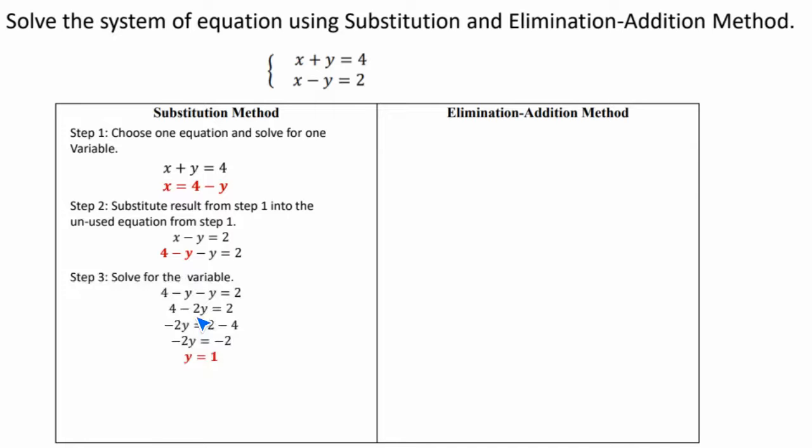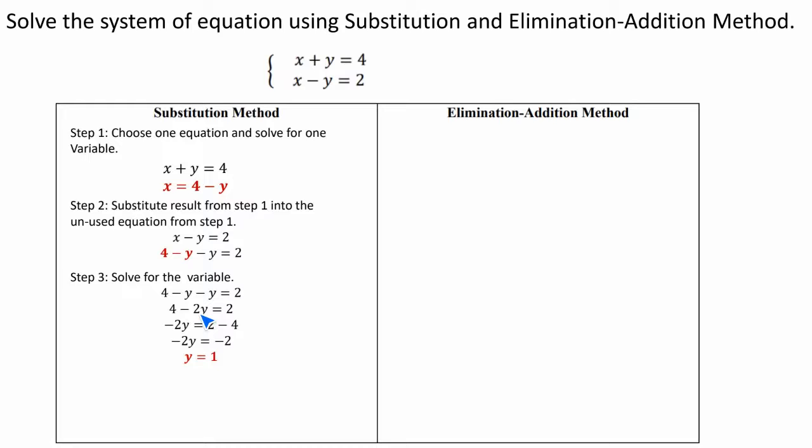This process helps us eliminate a variable so that we can solve for the other. If I subtract 4 on both sides, I'm left with negative 2y equals 2 minus 4, so negative 2y is equal to negative 2. Divide by negative 2 on both sides, and we end up with y equal to 1. So now we know at least one variable.